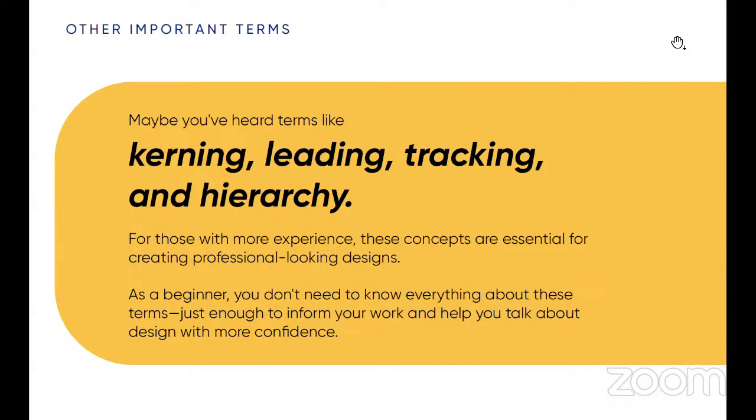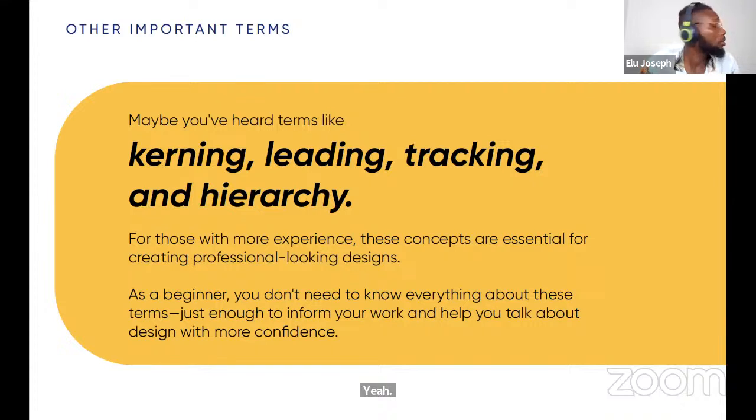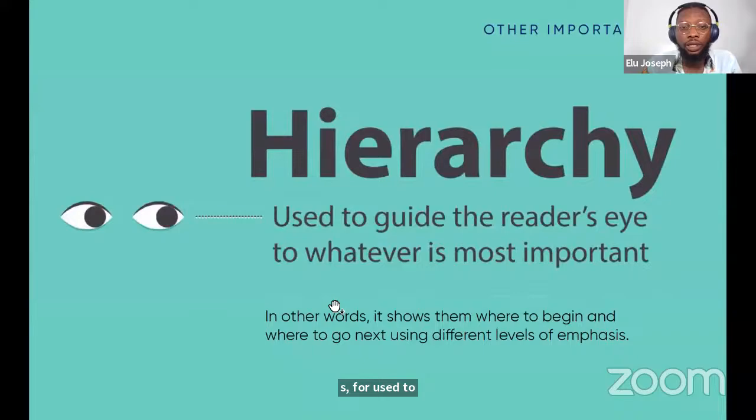Can you hear me? sorry for the yeah, sorry for the guys, your what from one and to the next. Give you an example of how hierarchy when you see used to guide thing, then followed by the set of words which are in other words.